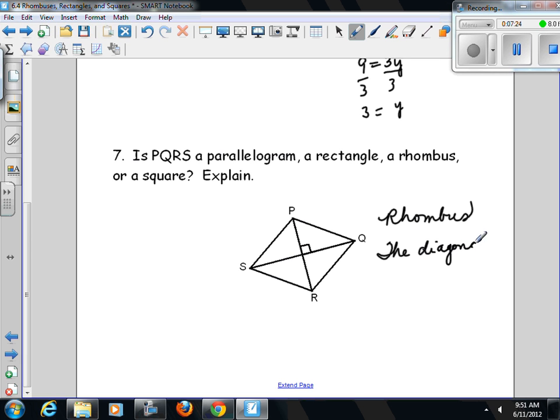We'll say the diagonals are perpendicular, and I'm just going to use the symbol for perpendicular.